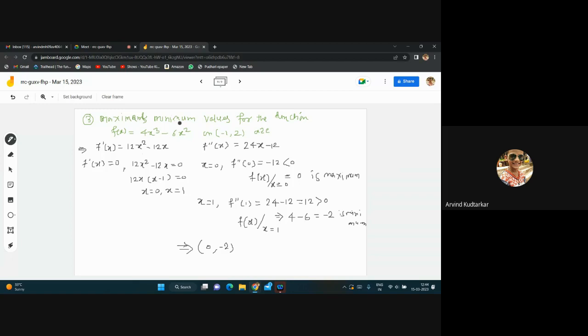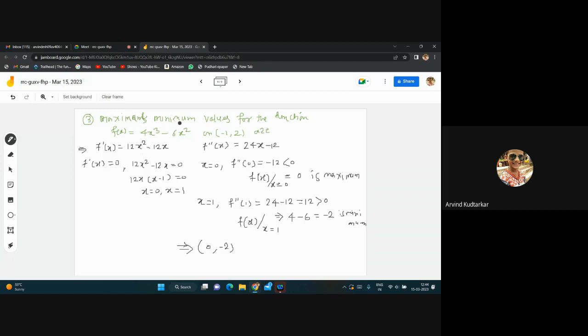So this is one of the applications of differential. So we get the maximum and minimum values for the function by using the concept of differential. It means that this is an application of differential. Okay.